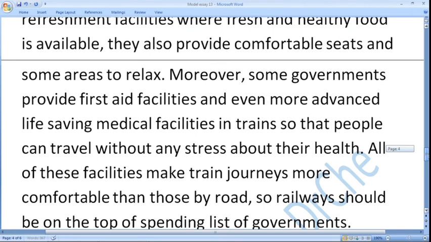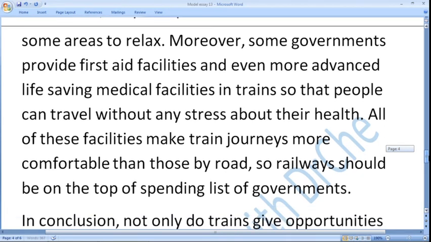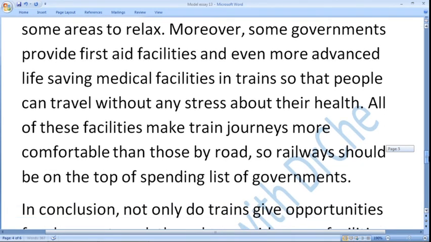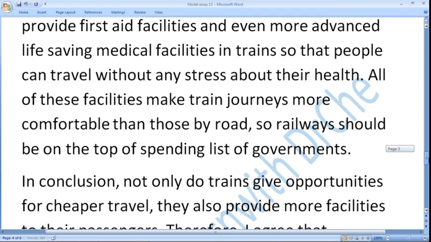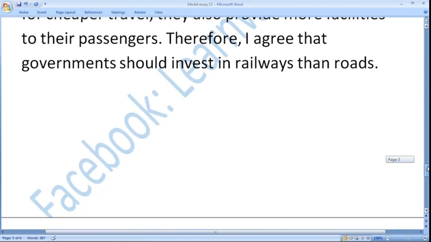Moreover, some governments provide first aid facilities and even more advanced life-saving medical facilities in trains so that people can travel without any stress about their health. All of these facilities make train journeys more comfortable than those by roads. So railways should be on the top of the spending list of governments. In conclusion, not only do, there is inversion, that is okay. Not only do trains give opportunities for cheaper travel, they also provide more facilities to their passengers. Therefore, I agree that governments should invest in railways than roads.